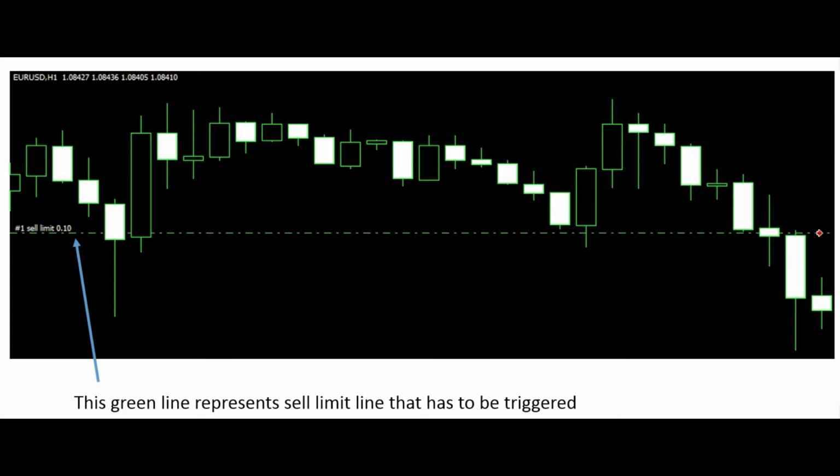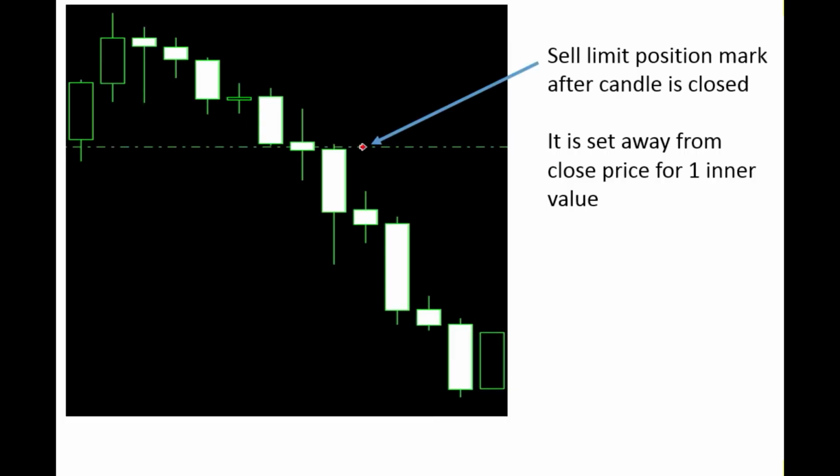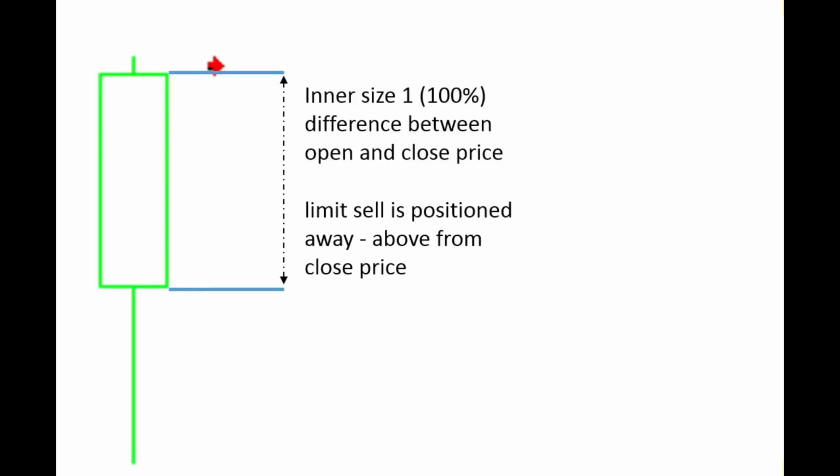When we deal with limits and stops, we can see such lines. So that is our candle and sell limit mark after candle closes. And text box if going with cursor on red mark. Because we have bearish candle, our limit sell position is at the open price point of the candle.